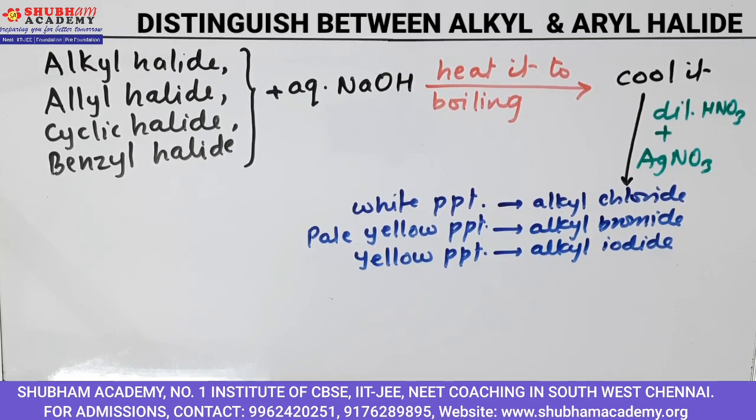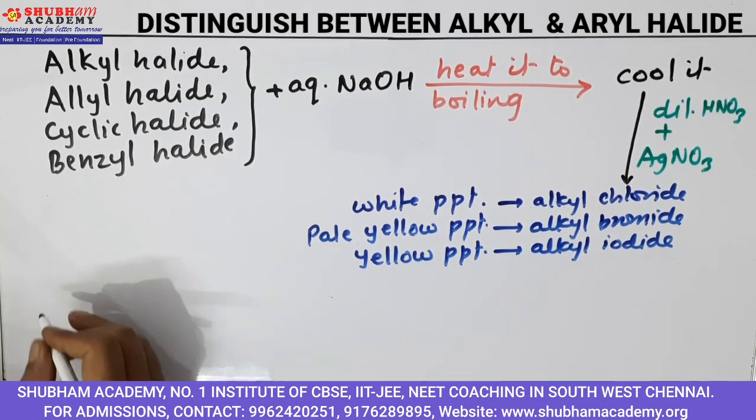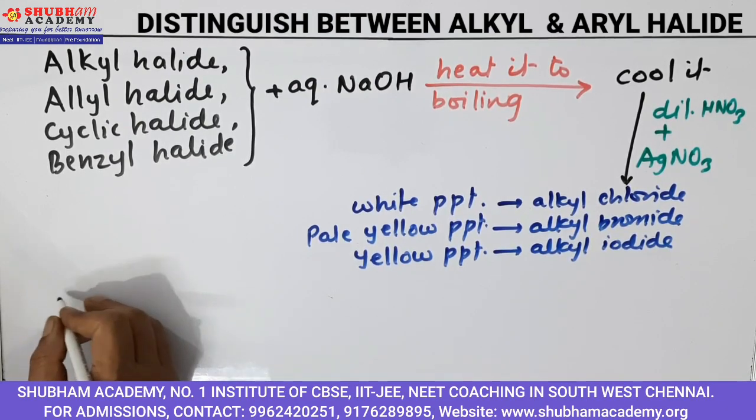So if you are given with alkyl halide, aryl halide, cyclic halide or benzylic halide, you just add aqueous NaOH to it, heat it to boiling, cool it, acidify the mixture, and then add AgNO3 to it, right? So depending on the color of the precipitate, you will be able to make out whether it is alkyl chloride, bromide or iodide, right?